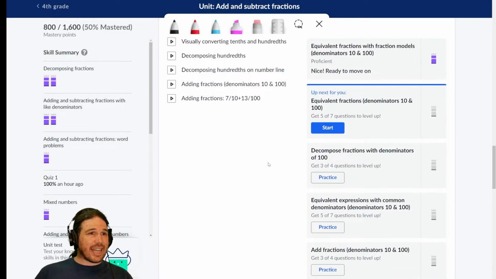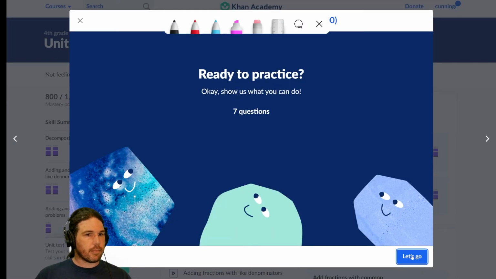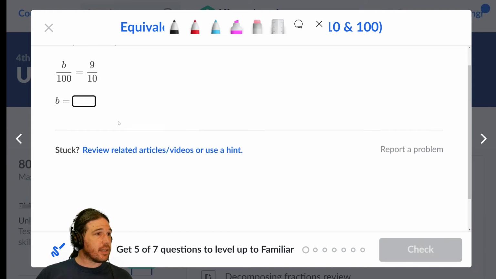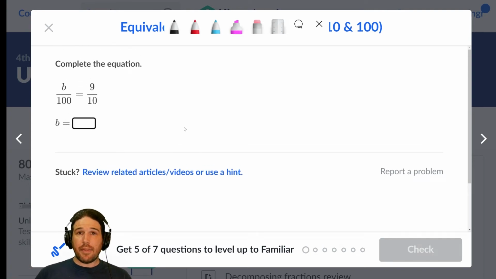Okay, up next, equivalent fractions, denominators 10 and 100. So it's the same thing, just without the visual model. Again, we already talked about this. I'm going to kind of speed run this. If you have 9 tenths, that's the same thing as 90 over 100. You multiply the top and bottom by 10 to get the correct answer.